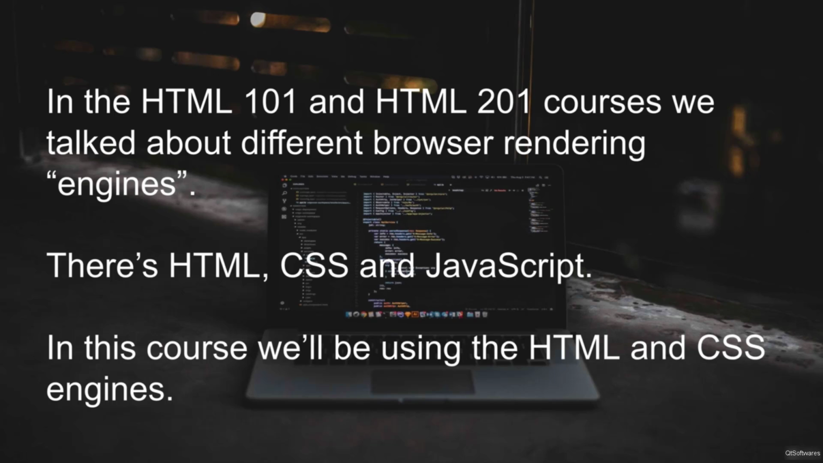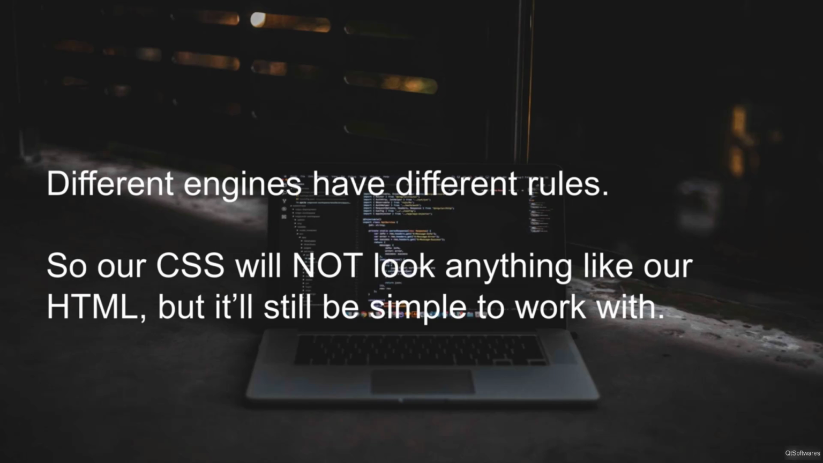And in this course, we're going to be using HTML and CSS, so it's going to be using the HTML and CSS engines. And just as a little recap, these engines have different rules. So your HTML looks a lot different from your CSS, and your CSS looks a lot different from JavaScript. They have different rules, so we write code differently. And this is the same right across all programming languages, and this is called syntax. We'll talk more about CSS syntax in just a little bit.